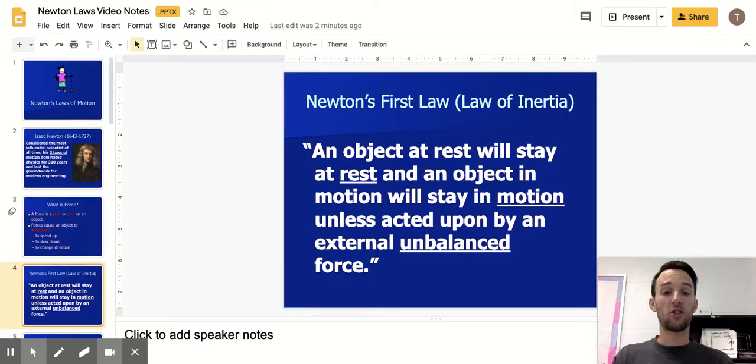So Newton's first law of motion states that an object at rest will stay at rest, and an object in motion will stay in motion unless acted upon by an external unbalanced force. If I push my hands against each other with the same amount of force, my hands aren't going to move left or right, right? And we call that balanced, the same amount pushing from both sides. Now, if I push harder with one hand than the other, eventually my hands are going to move. And that is what an unbalanced force is.